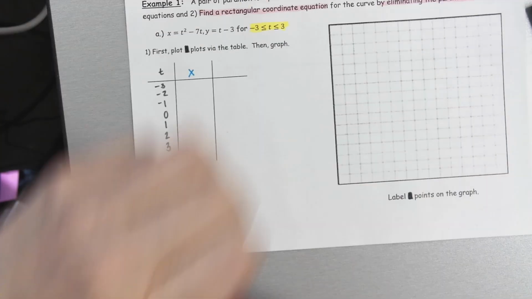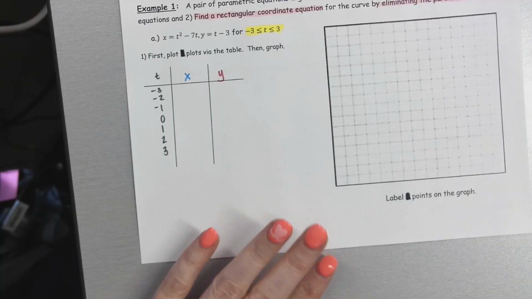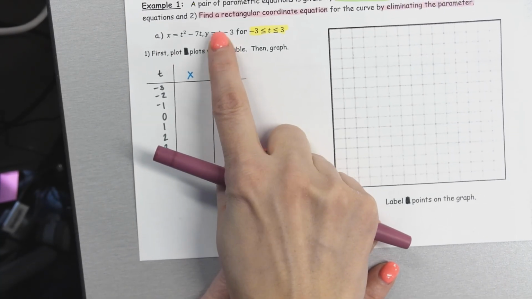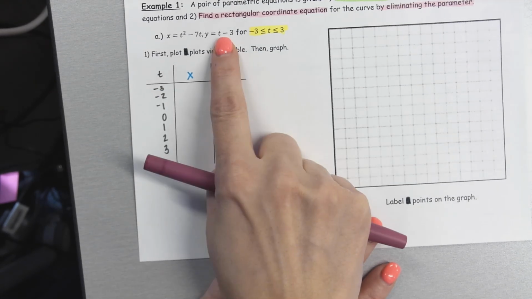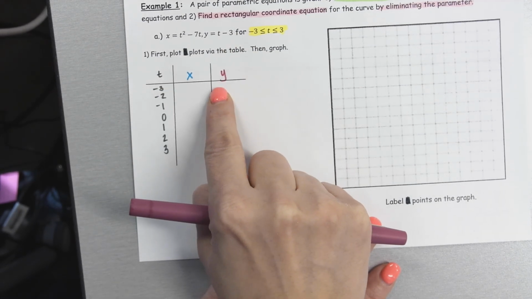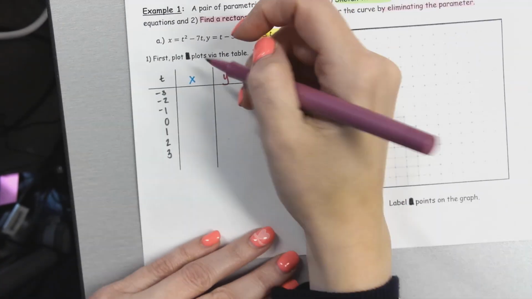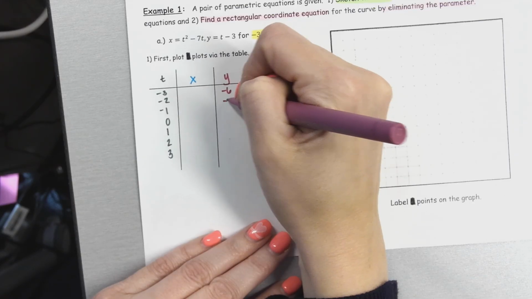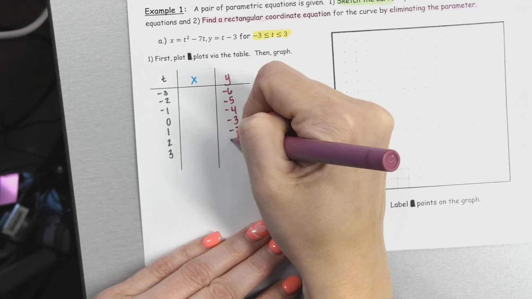And then we're going to find our x and our y. Okay, and you can use your calculator to do this. With the y's, you have a really simple linear graph, t minus 3. So if you plug in -3, -3 minus 3 is going to give you what? -6. If you plug in -2, you get -5. Okay, so for this one, it's just linear, right?